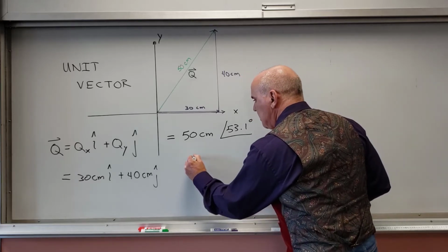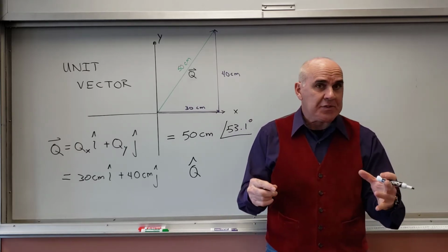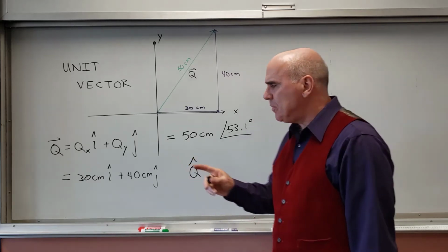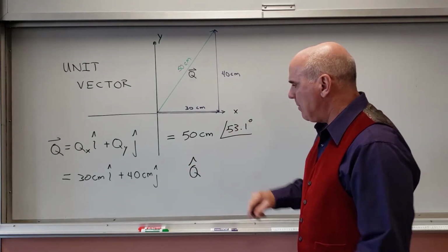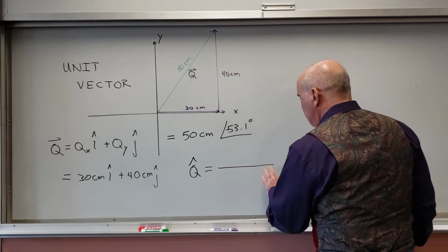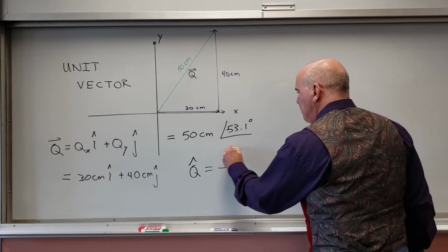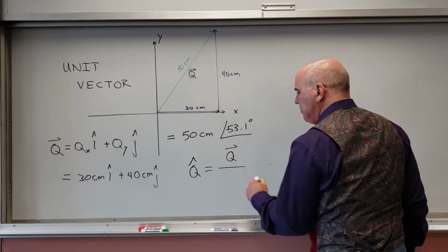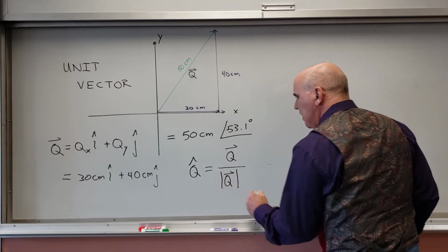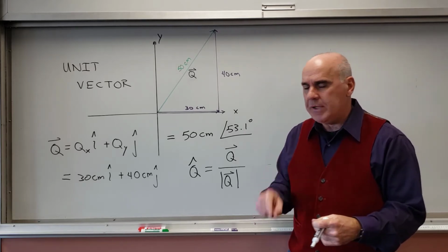All right, so what I'm looking for when I'm talking about this unit vector now is a vector I'm going to call q hat. The hat is indicating that this vector has a length of 1. How do I do that then? It's pretty straightforward. Let me do it symbolically first. I'm going to take the q vector and divide by the magnitude of the q vector, because if I do that, then I'll get a vector with a length of 1.